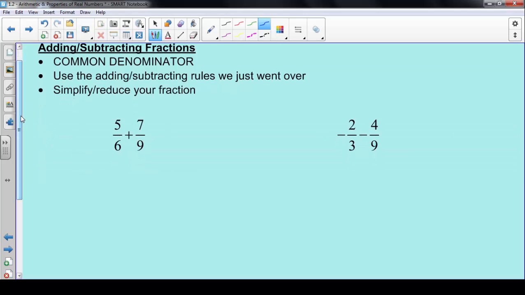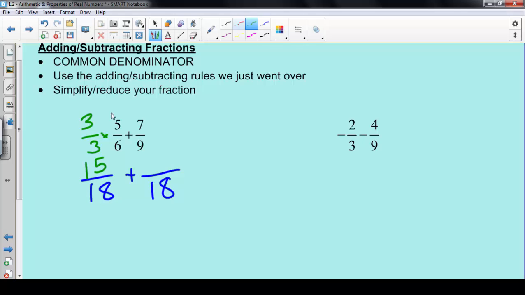So when we look at common denominators, your goal is to figure out what number both of these can divide into. It doesn't always have to be the smallest, but generally the smallest helps. So 6 and 9 both go into 18, so we can use that as our common denominator. 6 times 3 got us to 18, so if we do that to our denominator, we have to do it to our numerator also. Same thing, 9 times 2 got us to 18, so we have to multiply our 7 by 2.